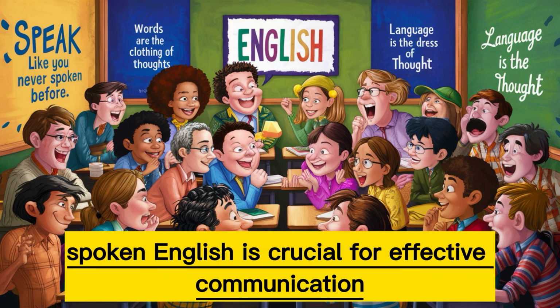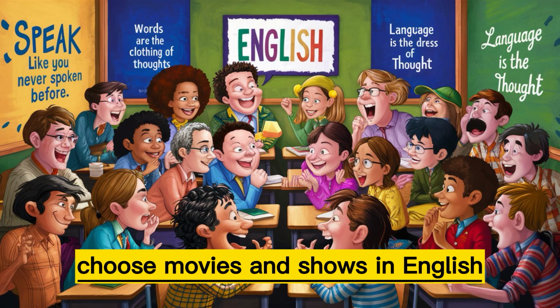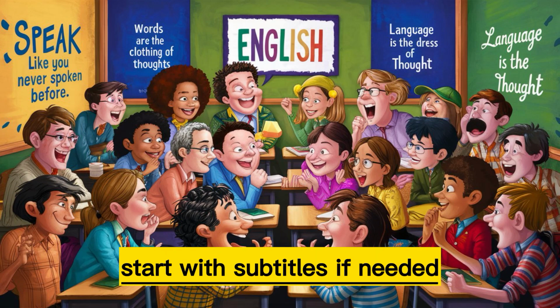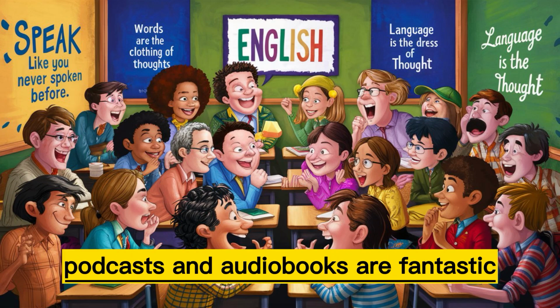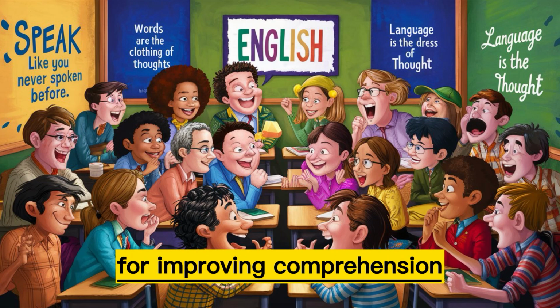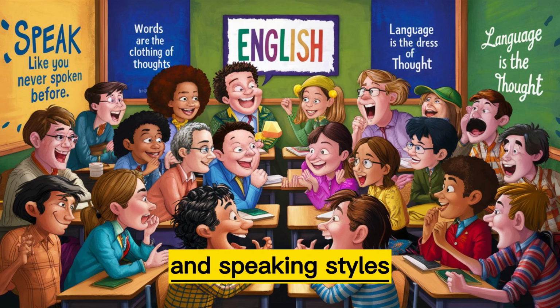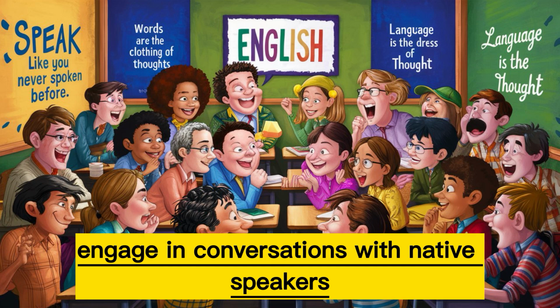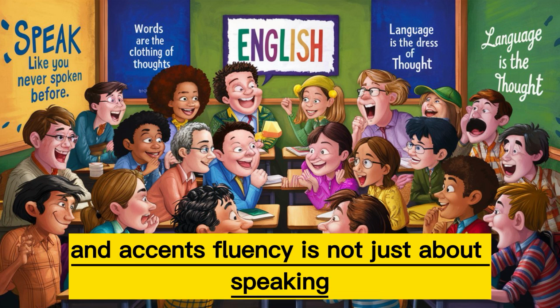Understanding spoken English is crucial for effective communication. To improve your listening skills, choose movies and shows in English. Start with subtitles if needed, then gradually try without them. Podcasts and audiobooks are fantastic for improving comprehension. They offer exposure to different accents and speaking styles. Engage in conversations with native speakers. This will help you get used to different speeds and accents.